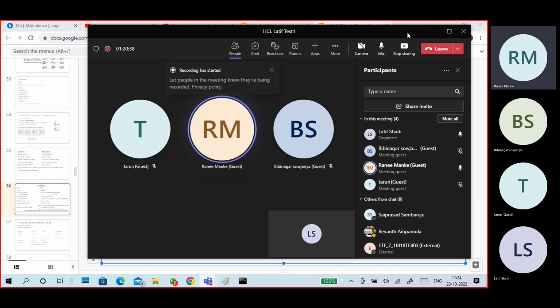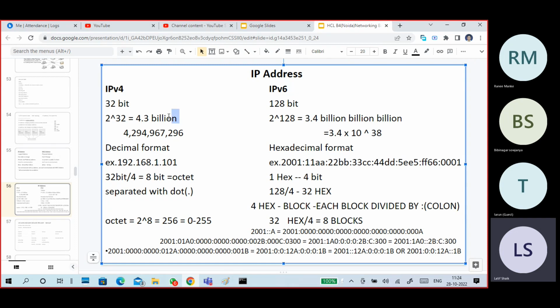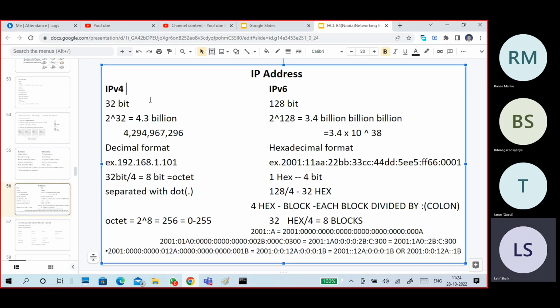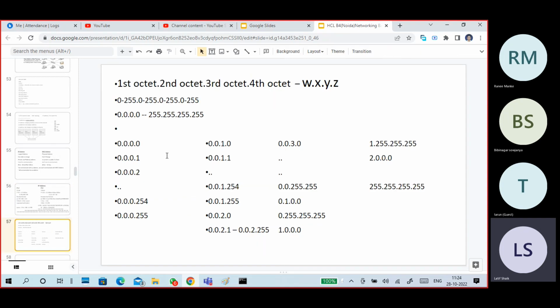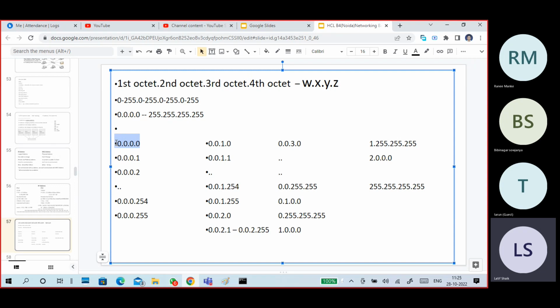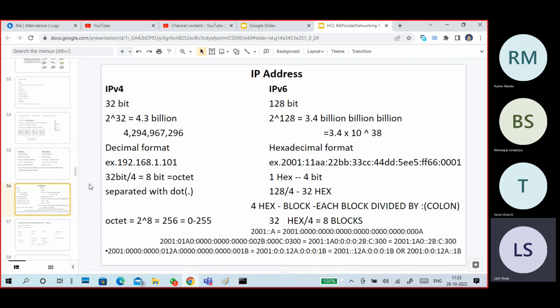Sir, what is this 4.3 billion part? What is this 4.3 billion IP addresses? Very good, that is a good one. We calculate the total number of IPv4 addresses. 4.3 billion is the total number of IPv4 addresses. This is the range of IPv4 addresses: the starting IP address is 0.0.0.0 and it continues 1, 2, 3, 4 like that. This is the last IP in the sequence. This is starting, this is ending. Overall, the total is 4.3 billion IP addresses.